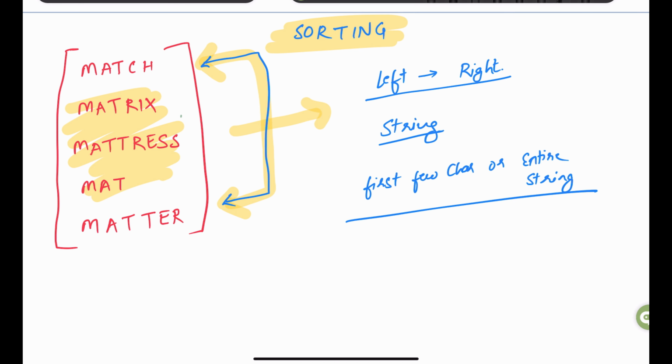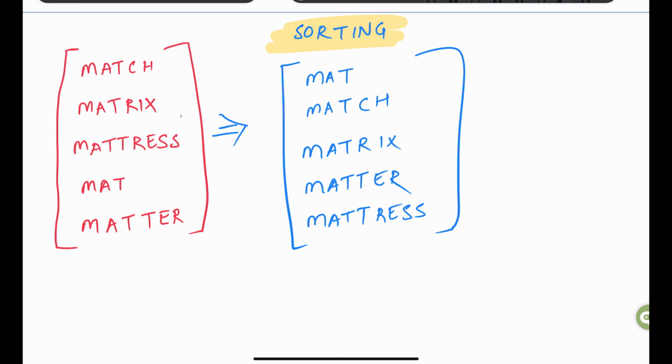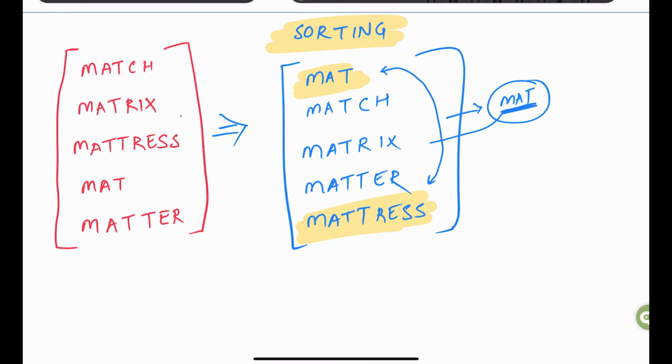Let's apply the logic to this input and confirm if it will work or not. After sorting, the input array will look something like this. Now let's compare the first and the last entry in the sorted array, which is mat and mattress. Between the two strings, the common prefix is mat. We don't need to programmatically check if this string mat is also a prefix for the remaining strings in the center, but we can still look at the sorted array and confirm.